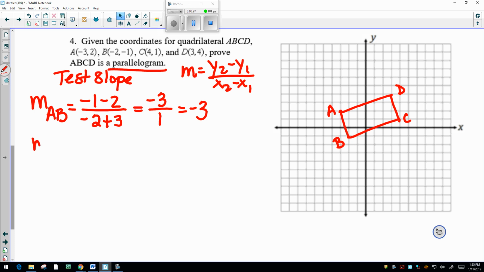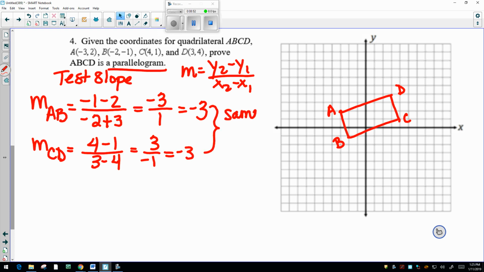Now opposite of AB is CD. So if we take a look at CD and plug that into our slope formula, my numerator I would have 4 minus 1. The denominator, the x's, 3 minus 4. And if we simplify, I have 3 over -1. If I simplify that, that's also going to be a -3. So what I can see here is I have the same slope. So that means that I found one set of sides that are parallel.